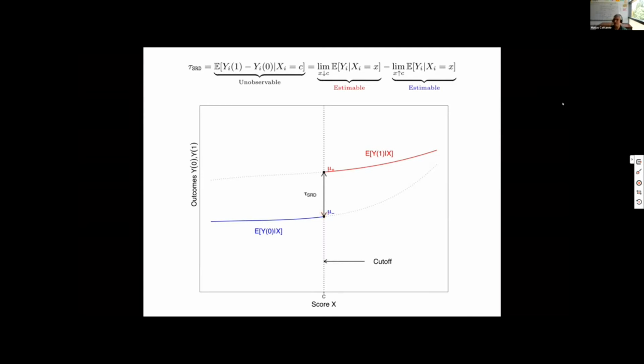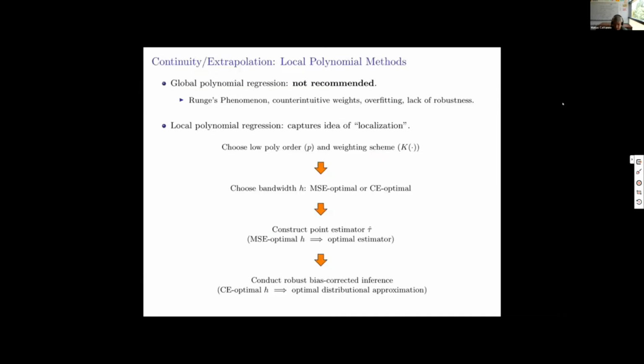So it's very different conceptually from what you would see in local randomization experiments, where the identifying assumptions not only restrict the relationship of potential outcomes with the score, but also say something about the assignment mechanism altogether. Okay, very good, awesome. So having that in place, now we can think about how to actually estimate and conduct inference on that treatment effect from a continuity or local polynomial perspective.